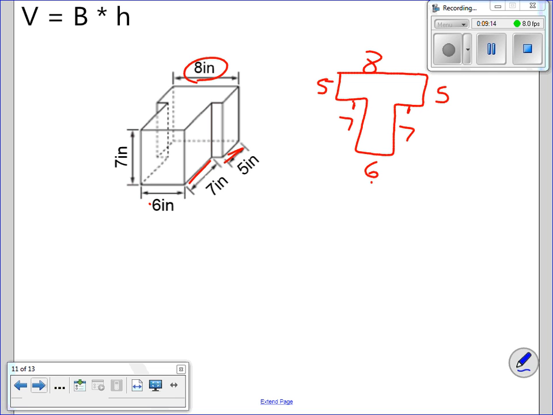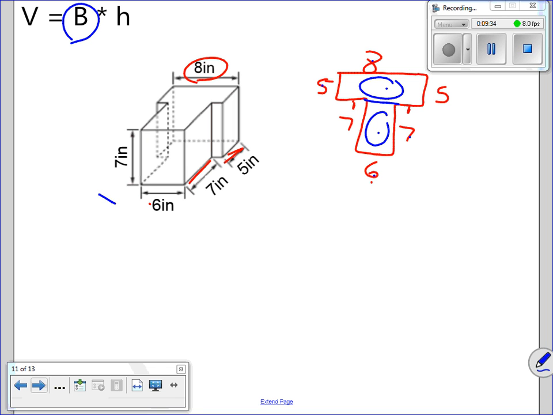I'm going to put this in 2 different rectangles. 5 times 8 equals a number. You're going to see this in your practice tomorrow, so I'm not going to give you the answer, but I'm just going to show you how to work it out. 6 times 7 will give you a number. These 2 numbers, when you add them up, will give you the area of the base, which is your big B. Once you have your big B, you're going to take a look at the shape.